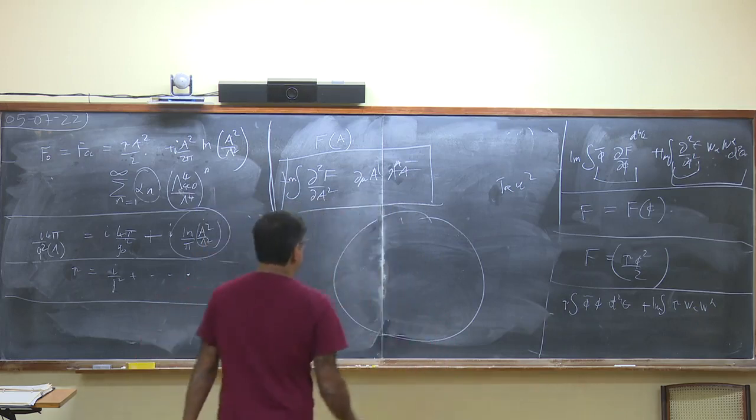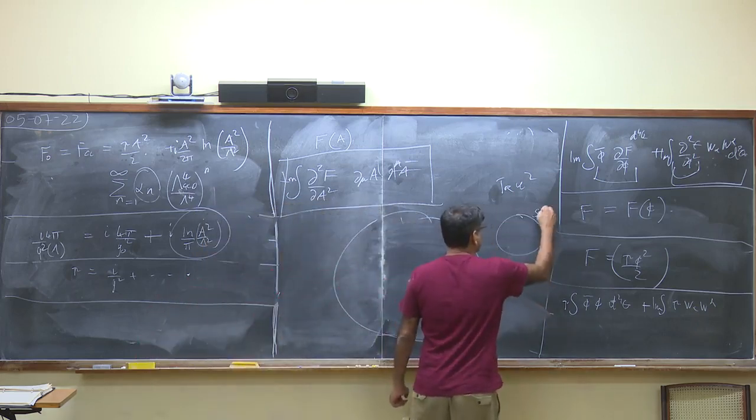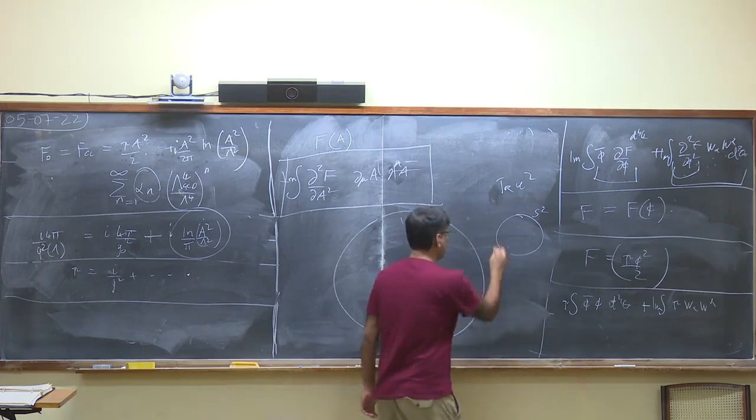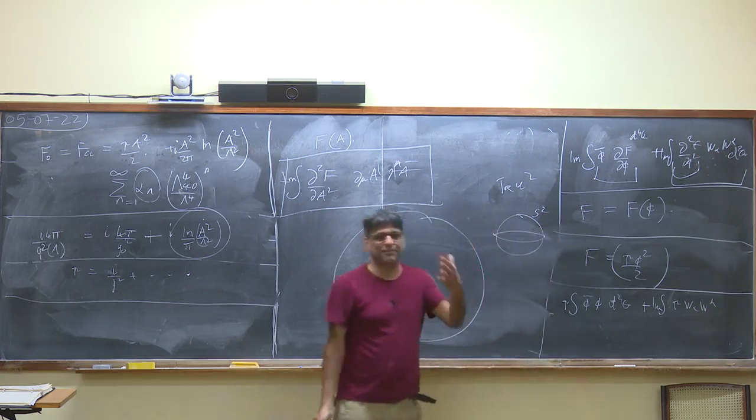Okay? Let me make the argument. Suppose my sphere, I've got this S², and I draw a Wilson line across somewhere, let's say the equator.